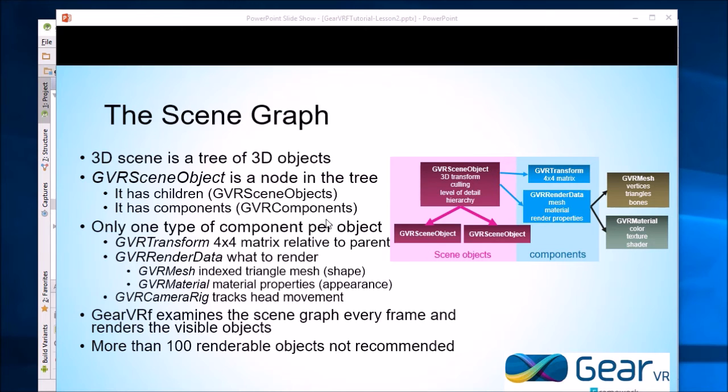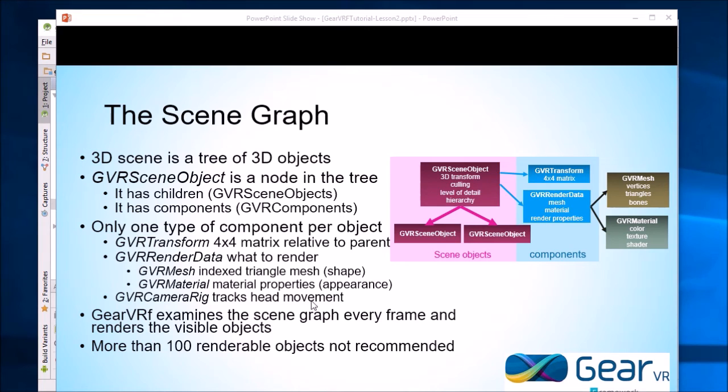Another component you find on a lot of scene objects is GVR render data, and that is a component that indicates what you want to render for those things that are visible. Visible objects have a mesh, which has vertices and triangles. It describes a shape in terms of an index triangle mesh. And then it has a GVR material, which contains the material properties that control the appearance of the object in the scene. And then there's another camera rig component that we're already familiar with, and this tracks your head movement.